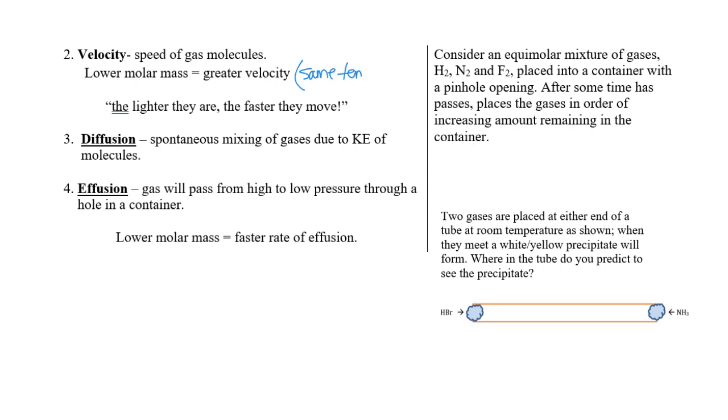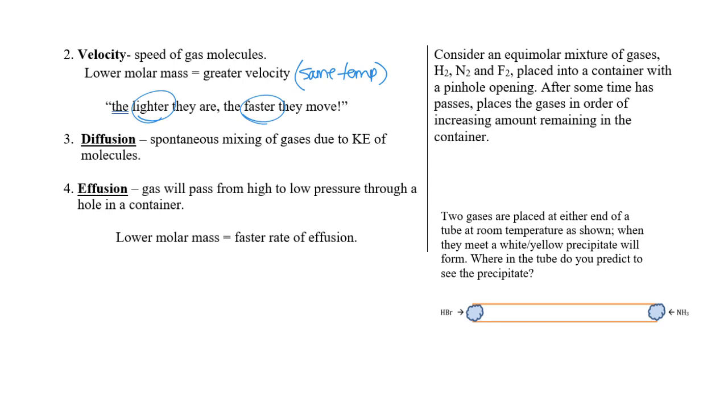Okay, so if they have the same temperature, they have the same kinetic energy, but it doesn't mean that they have the same velocity, because kinetic energy has to do with velocity and mass both. So what you need to know is, if you're comparing which ones have the same or different velocities, the lighter molecules are going to move faster. That makes sense. It's easier for lighter things to move than it is for heavier things to move.